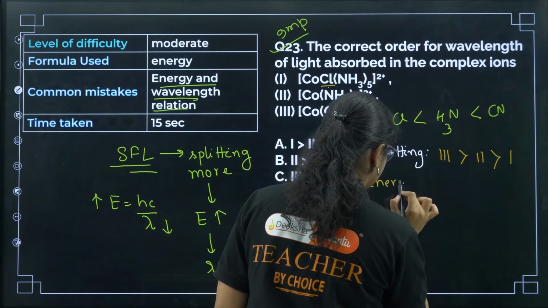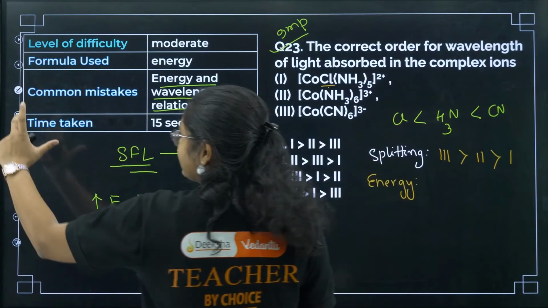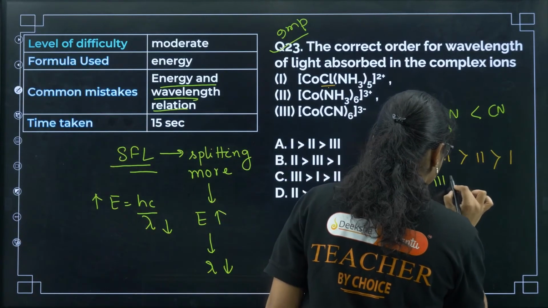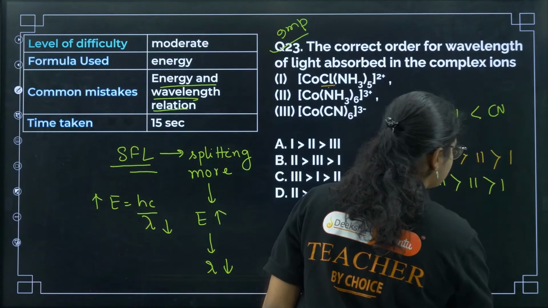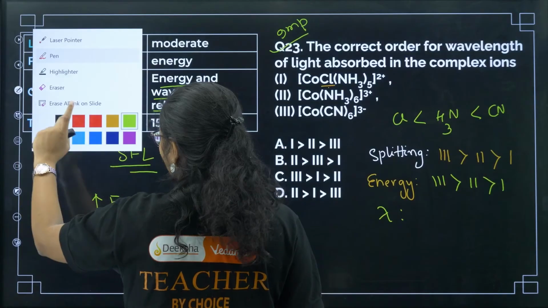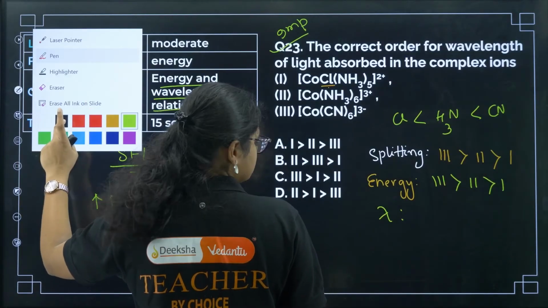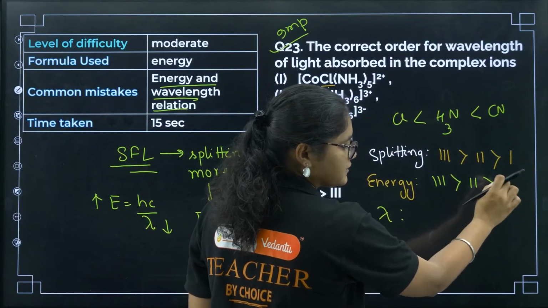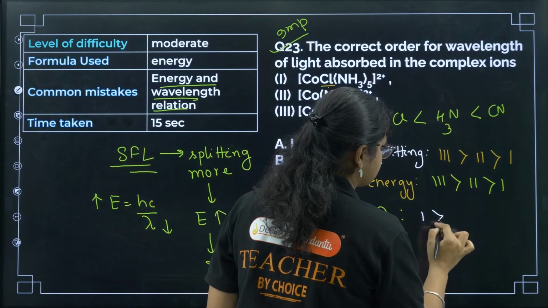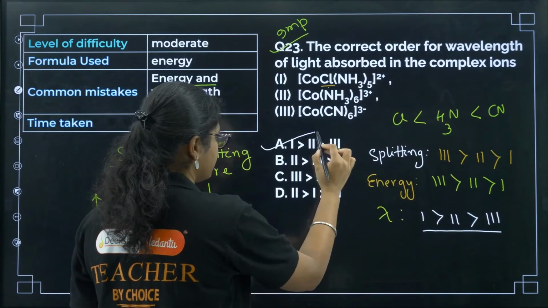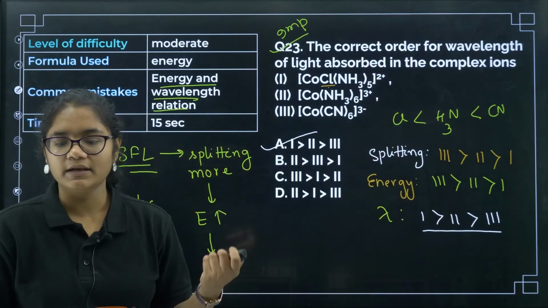What will be the order of energy? Order of energy will be so here we require more energy, less energy, least energy. Then what is the order of wavelength? So wavelength will be opposite to this order, right? So this one will have least energy, means its wavelength will be maximum. So the order of wavelength will be 1, 2 and 3. That is why correct answer is option number A here.